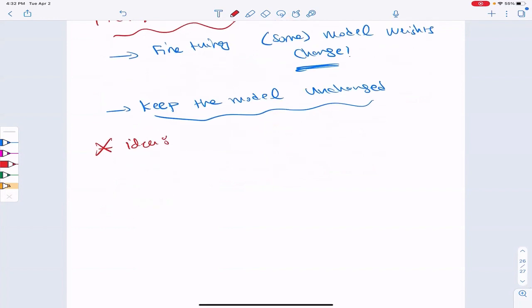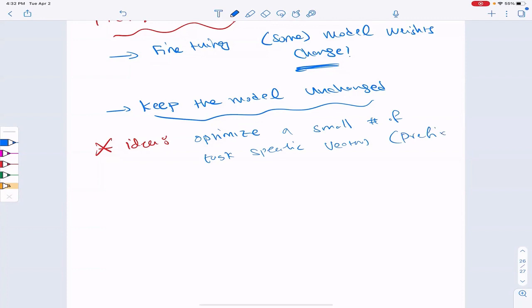Optimize a small number of task specific vectors called prefix.